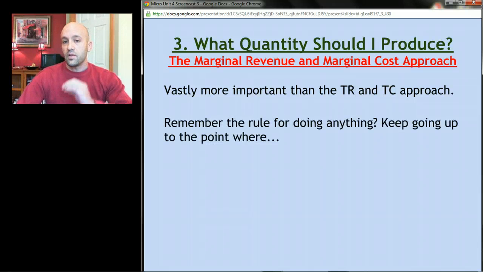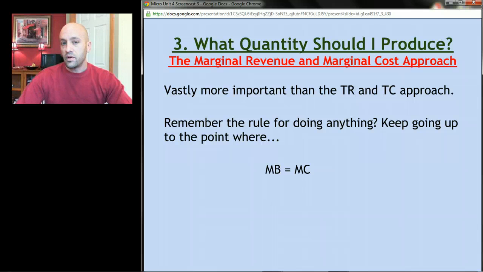Well, to understand the rule, you have to go back to the beginning of the course and think about the rule for doing anything. Remember that whether you're trying to decide how many hours to spend with your girlfriend, how much time you should spend studying, how many pieces of candy to eat, we had a rule for that. The rule was go up to the point where the marginal benefit is equal to the marginal cost.